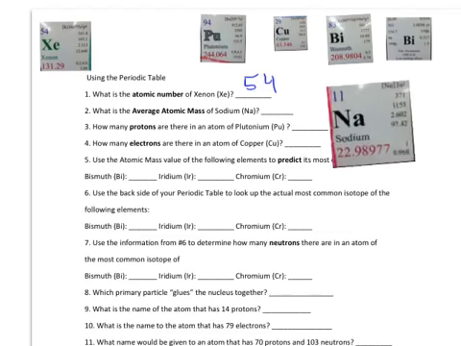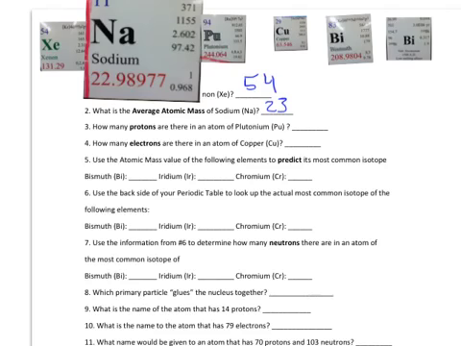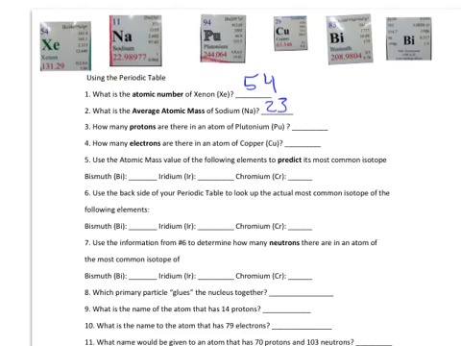So we take a look at sodium here. The average atomic mass is this red number here that's written below the name. So in this case, the answer is, we're just going to round it to a whole number. We're going to call it 23. So in our class, we're always going to round the atomic mass to a whole number. Alright, and they do the same thing in AP Chem. Alright, let's see the next one.